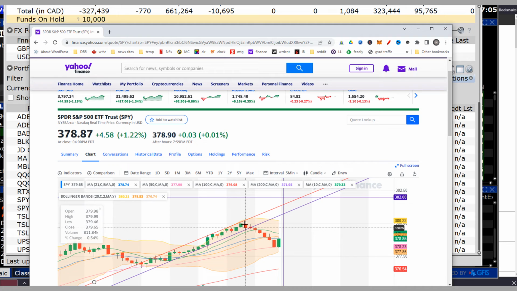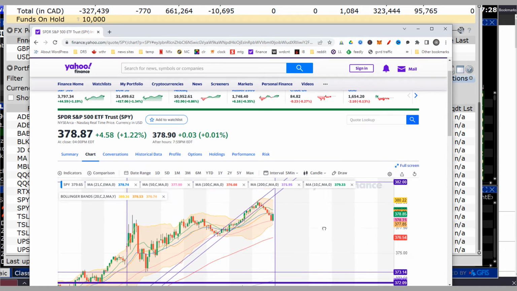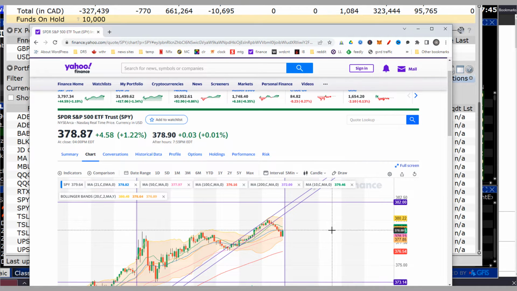Now, if this had broken out towards the upside, then I would have probably closed out of my 382 spread position because that would be way too risky. But luckily, it did not do that, so I just let everything expire worthless. So that's it for today. Let's head over to tomorrow for another trading day.